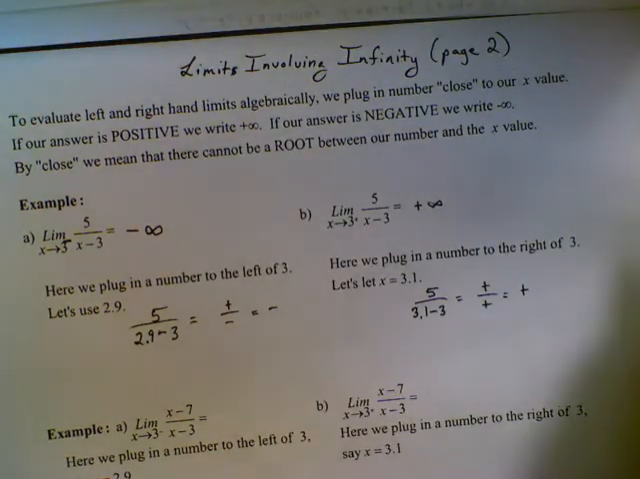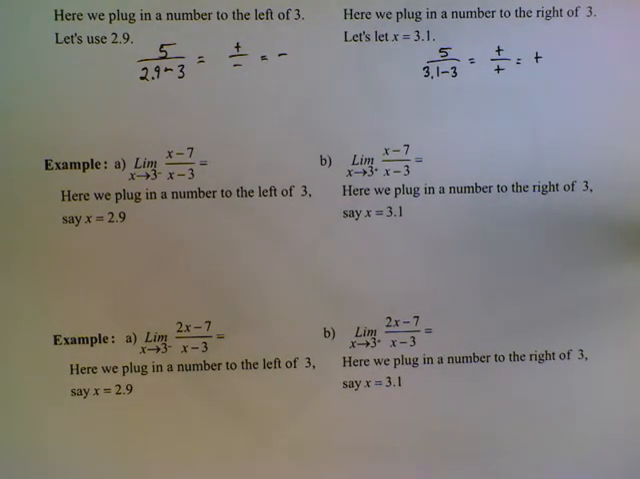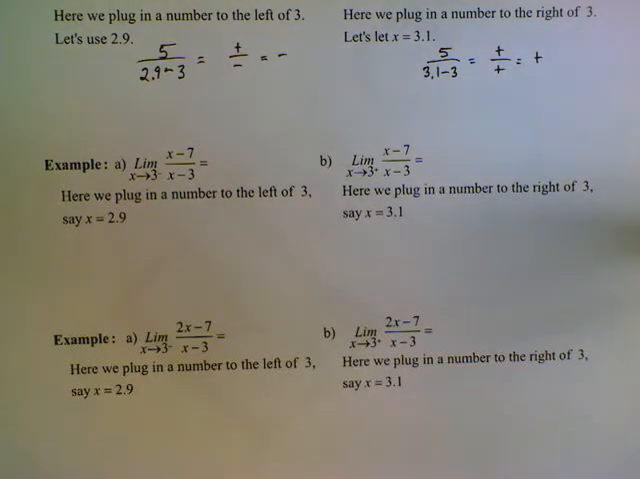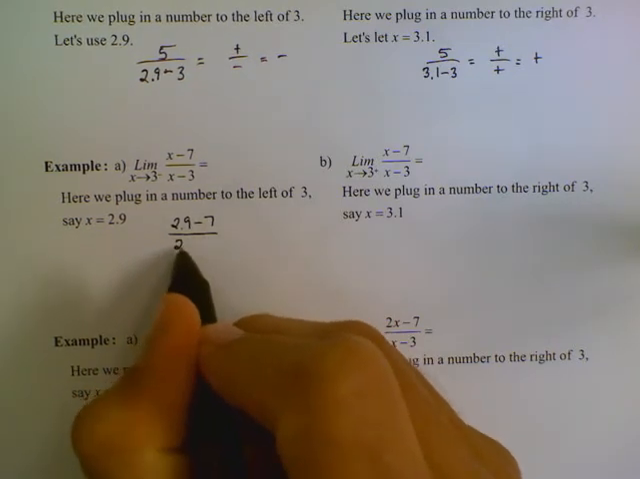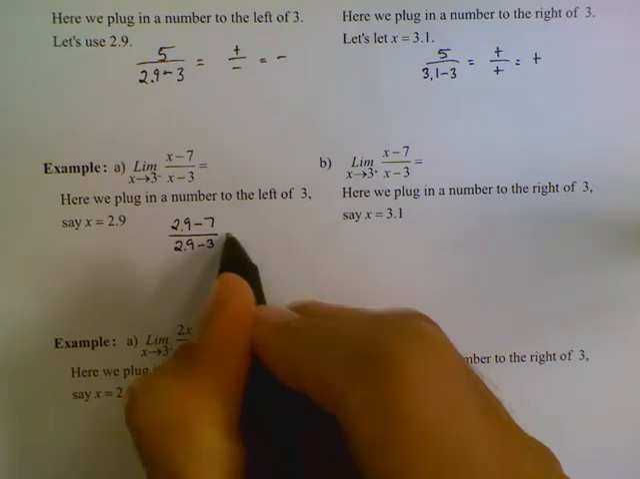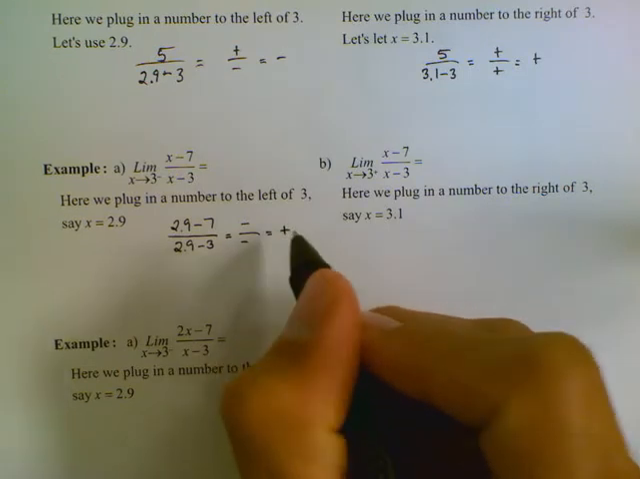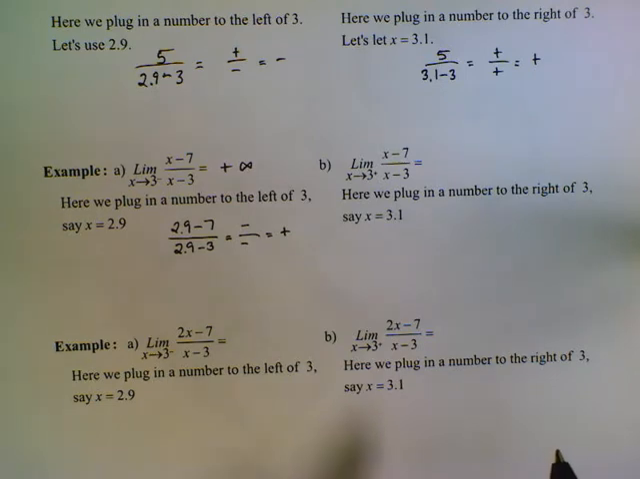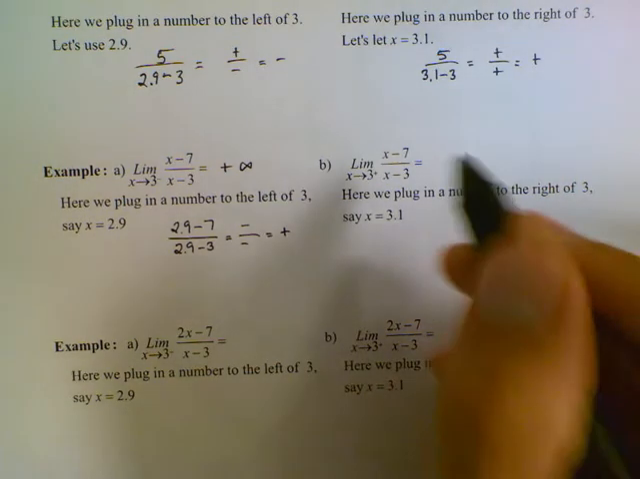So let's continue our journey through the next two examples. In this next part, we're approaching 3 from the left, but if we substituted 3, we would still get a vertical asymptote. So what we'll do is substitute in, let's say, 2.9. If I did 2.9 minus 7, and then 2.9 minus 3, that'll give me a negative number divided by a negative number, which results in a positive number. So just by sign analysis, we know that the limit as x approaches 3 from the left is positive infinity.